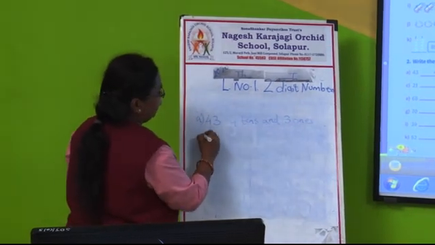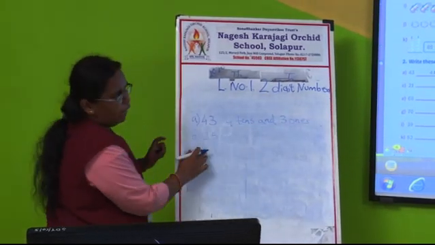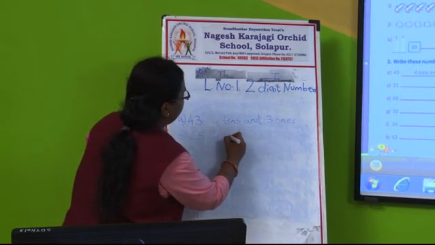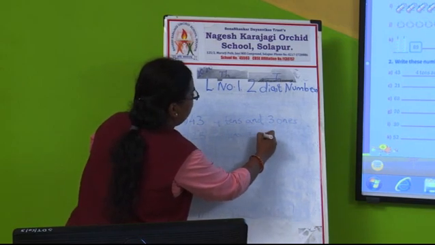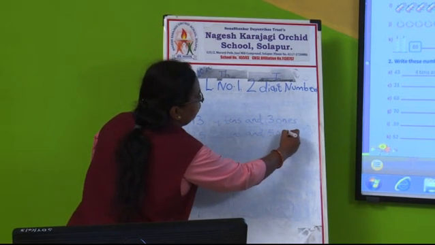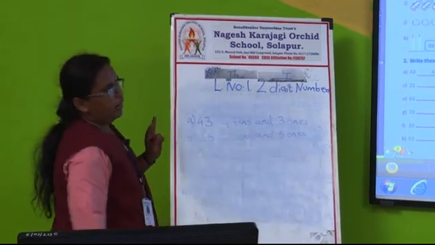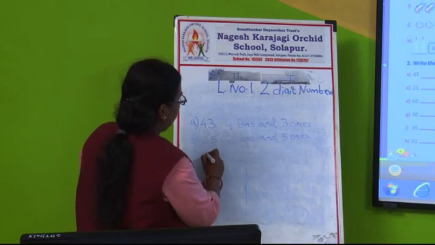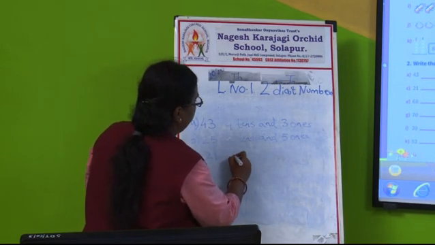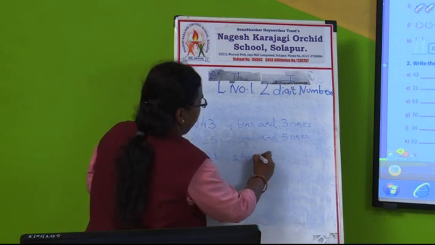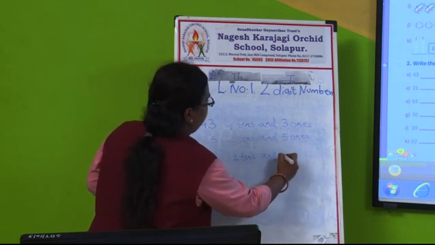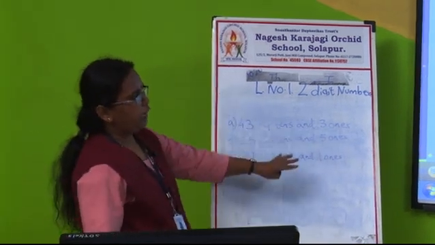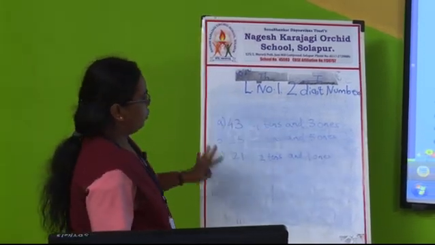Then the second, B. How will you write B? 25 is given. So you will write 2 tens and 5 ones. In this way you will write. Then the third, 21, that is 2 tens and 1 one. Okay, in this way you can solve the remaining sums also at home.